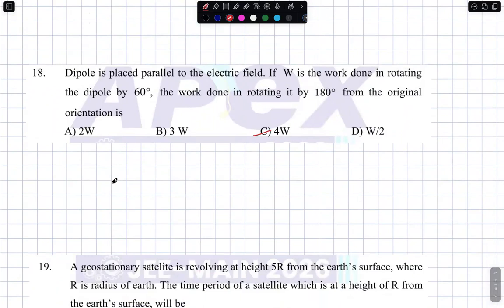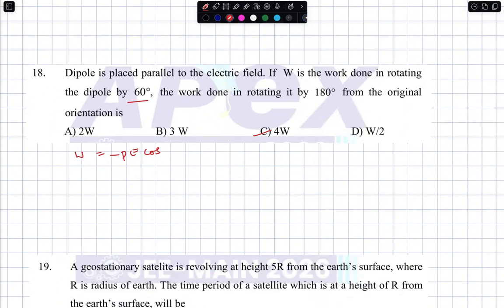A dipole is placed parallel to the electric field. W is the work done in rotating the dipole by 60 degrees. The work done in rotating by 180 degrees from the original orientation is? What is W? Let me identify. W is minus PE cos theta.